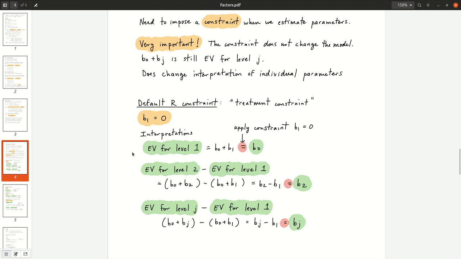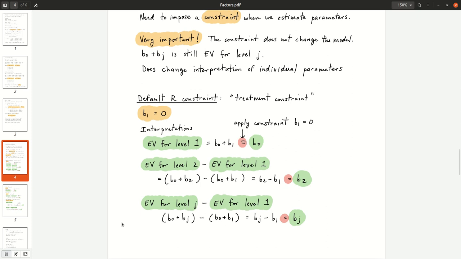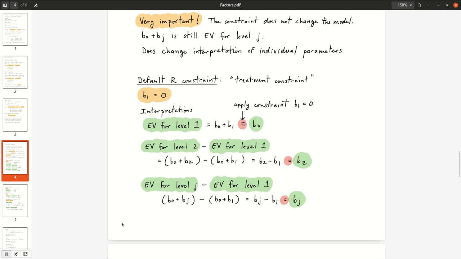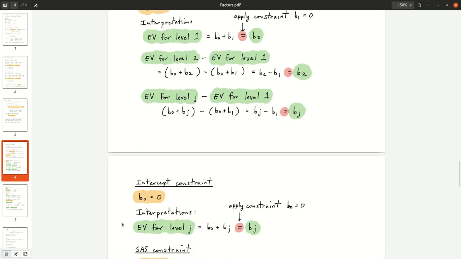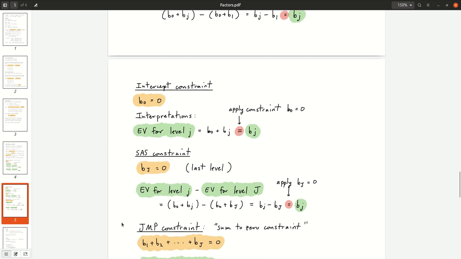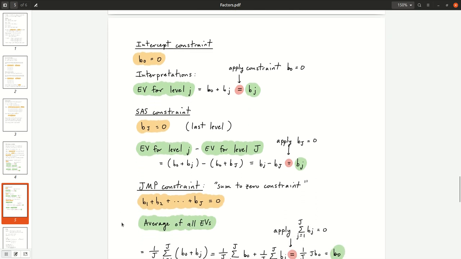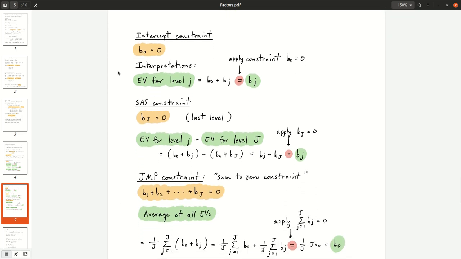Okay, so that's how it works by default in R. But of course, there are other constraints you can use, and I'm going to go through a few of them. In R, it's also possible to use, I don't know if there's really a name for this, but I'm calling this the intercept constraint. The constraint you could impose is not that B1 equals 0, but that B0 equals 0. So this is one constraint.